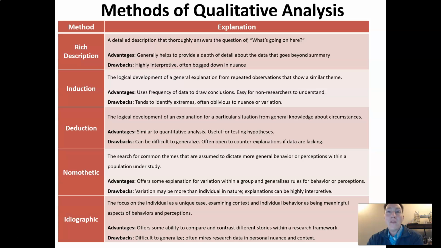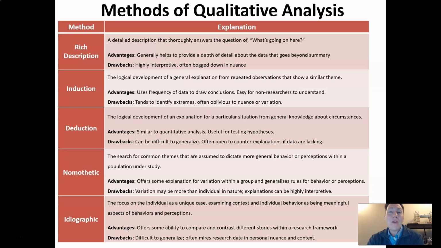It's a detailed description that thoroughly answers the question of what's going on here. That's where you take all of your data and you put together some kind of analysis that seeks to explain all of it. The advantage is that it generally helps provide a depth of detail about the data that goes beyond summary. You're really turning over every rock and looking at every nook and cranny. But the drawback is that it tends to be highly interpretive.